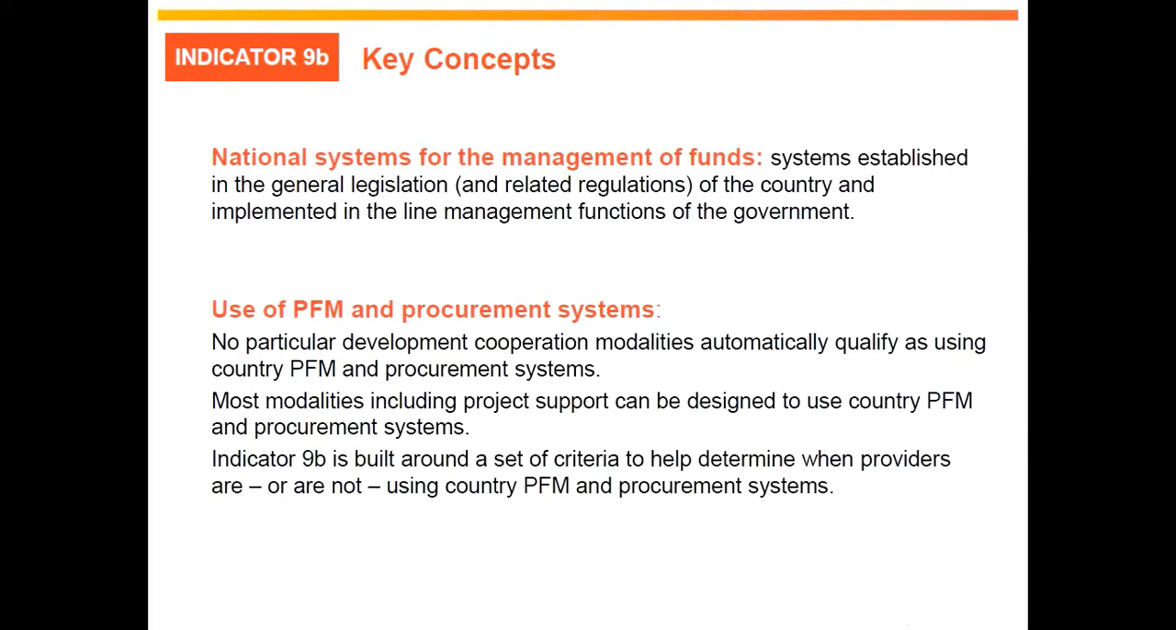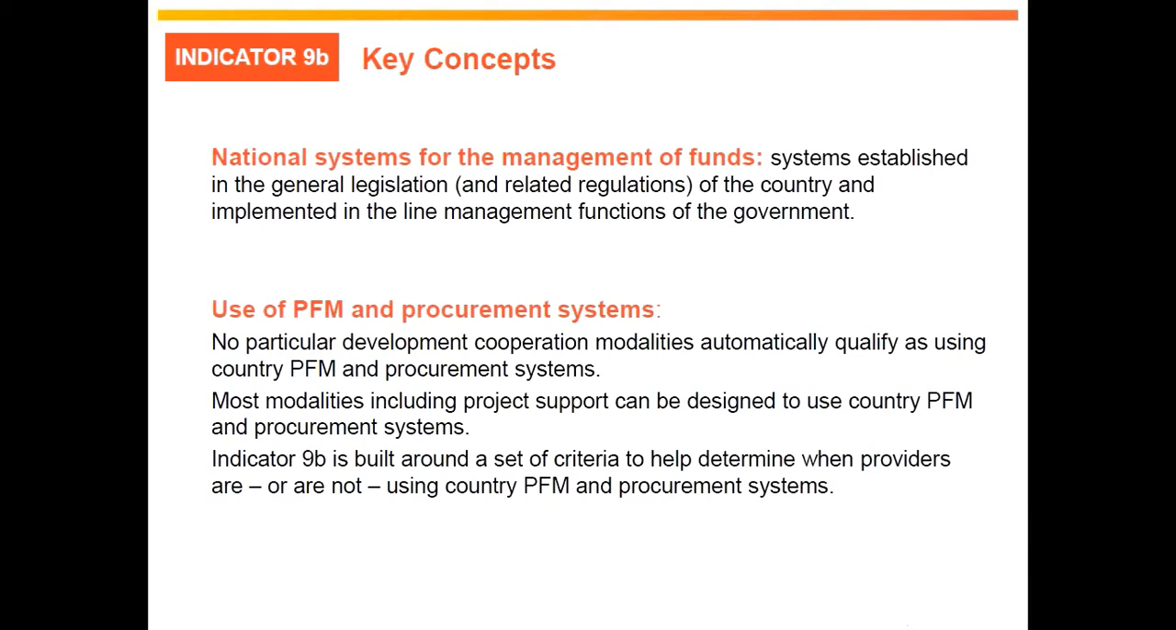So let me go to two concepts that are fundamental to understand this indicator. One is what country systems are: national systems for the management of funds. Those are the systems established in the national legislation, typically the national norms and procedures for budget execution, for financial reporting, for auditing, and for procurement processes. Those are the national systems, as opposed to the policies that providers may have for reporting, for procurement, etc.